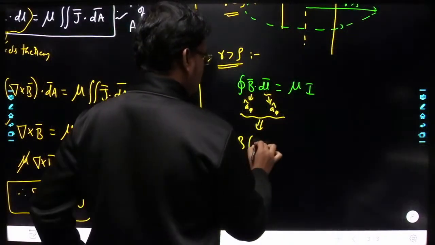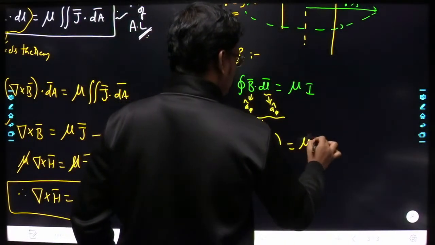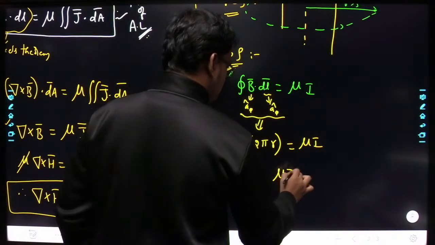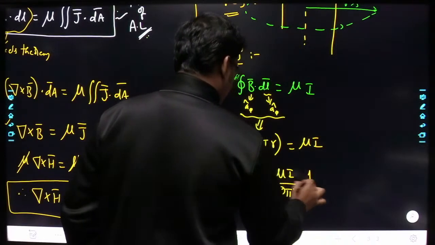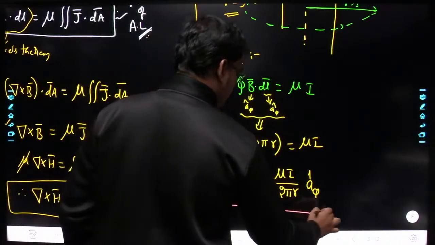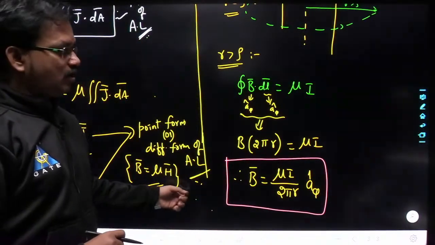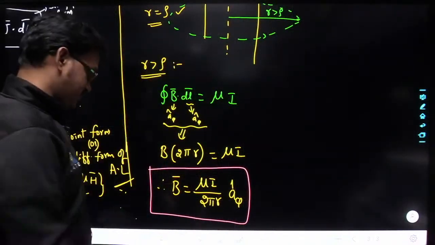That is B into 2 pi R, which is equal to mu times I. Therefore the B field is equal to mu I by 2 pi R, A phi cap. This is the expression for the B field we got for R greater than rho, that is, outside the current carrying wire.